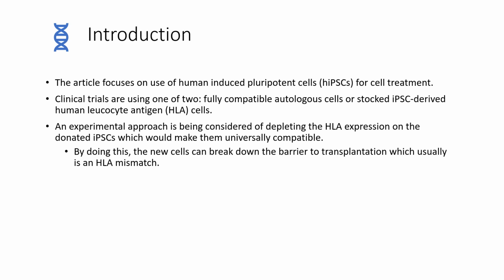Introduction. This article focuses on the use of human-induced pluripotent cells, also known as HiPSCs, for cell treatment. Clinical trials are using one of two, either fully compatible autologous cells or stocked iPSC-derived human leukocyte antigen, also known as HLA cells. An experimental approach is being considered of depleting the HLA expression on the donated iPSCs, which would lead to them being universally compatible. By doing this, the new cells can break down the barrier to transplantation, which usually is an HLA mismatch.